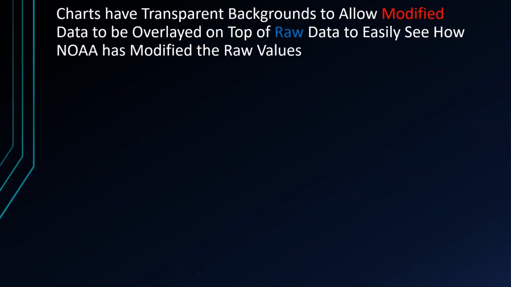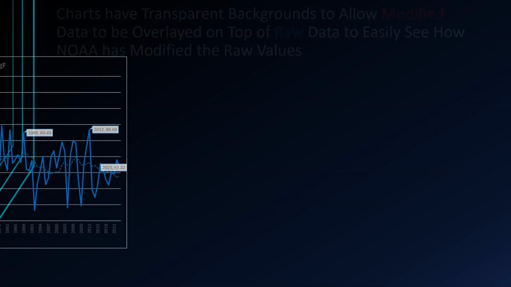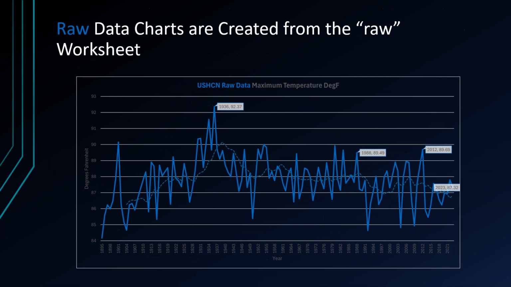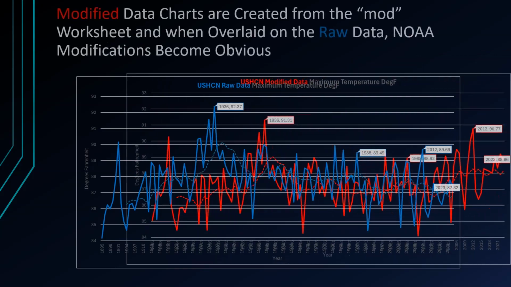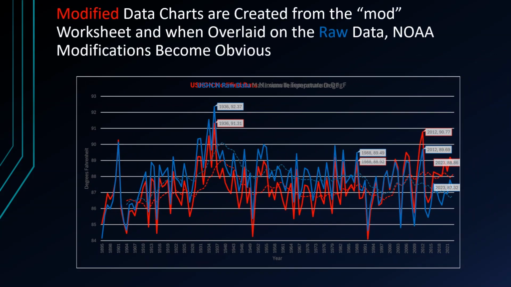Charts with transparent backgrounds enable the overlaying of modified data on top of raw data, making it simple to discern how NOAA has altered the raw values. Raw data charts are created from the raw worksheet. Modified data charts, derived from the mod worksheet, are overlaid for comparison.